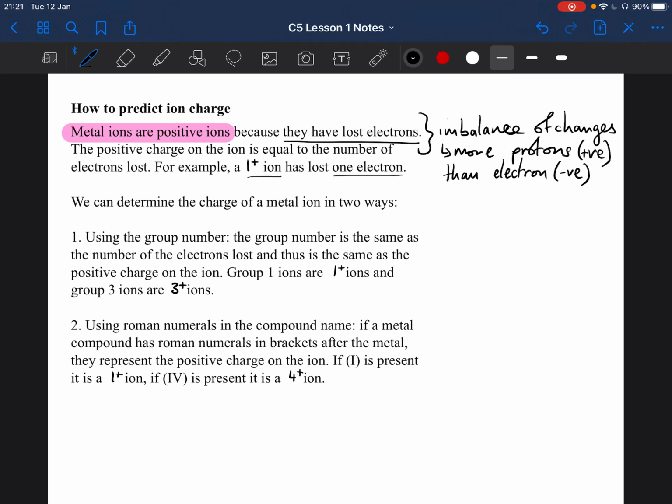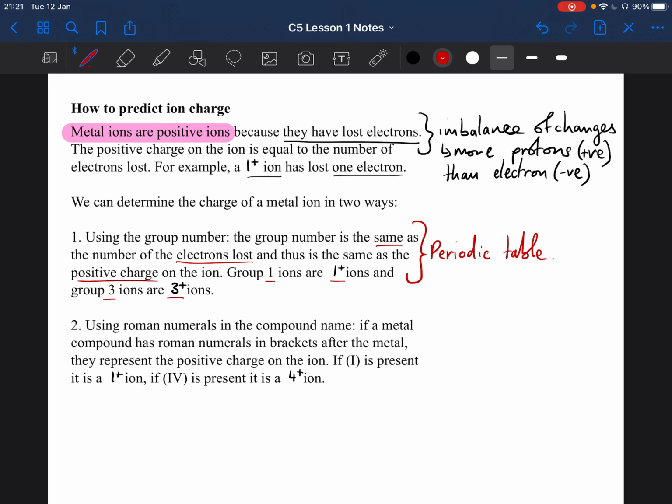And we can work this out in two different ways. The first one actually uses the periodic table, so you can use this in an exam to help you out. If you look at the group number for the metals on the periodic table, the group number is the same as the number of electrons lost, which means it's actually the same as the positive charge on the ion. So if you have a group 1, you will have a plus 1. If you have a group 3, you will have a plus 3, and so on and so on.